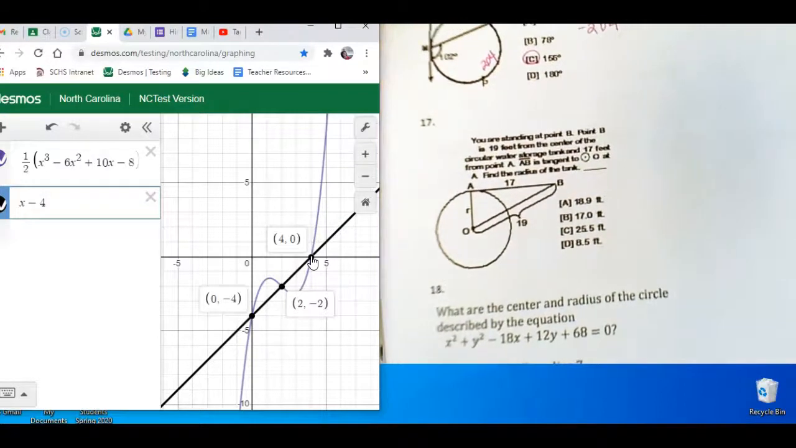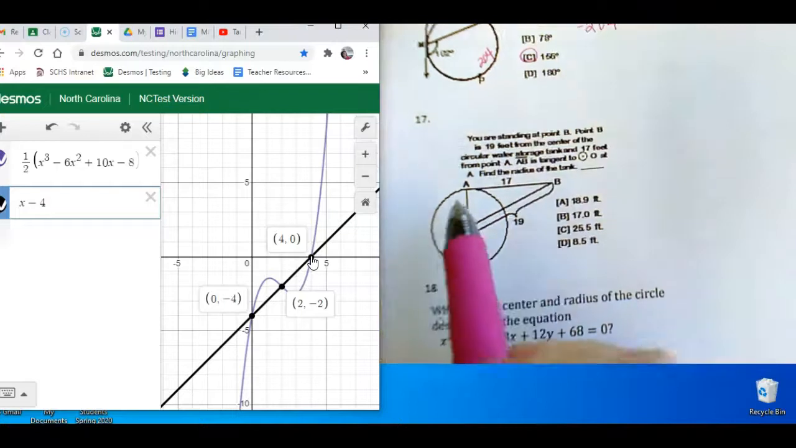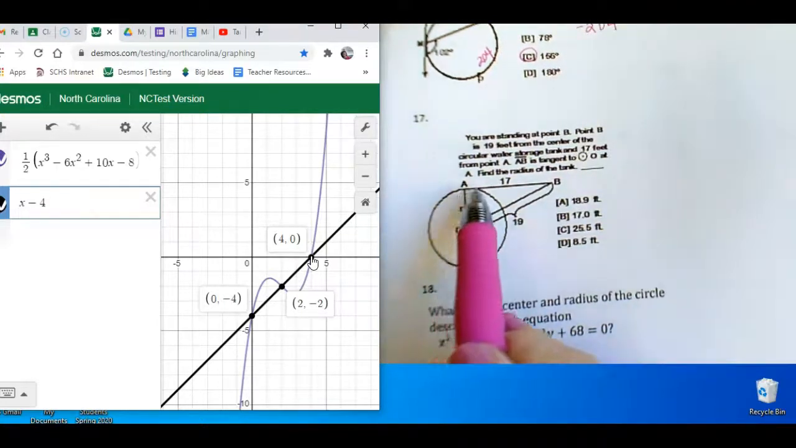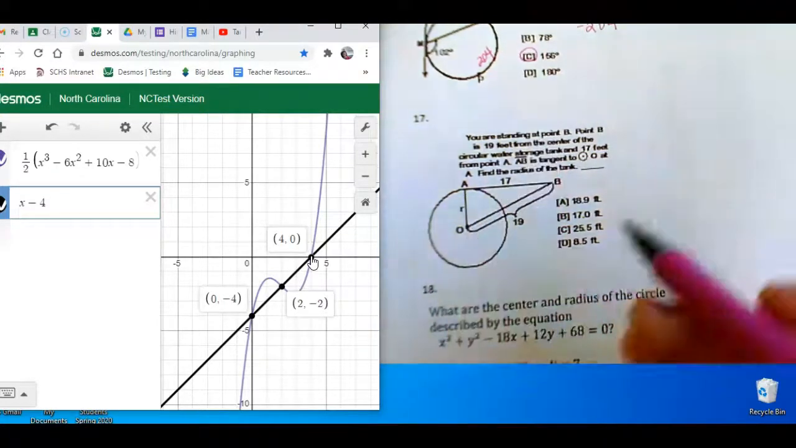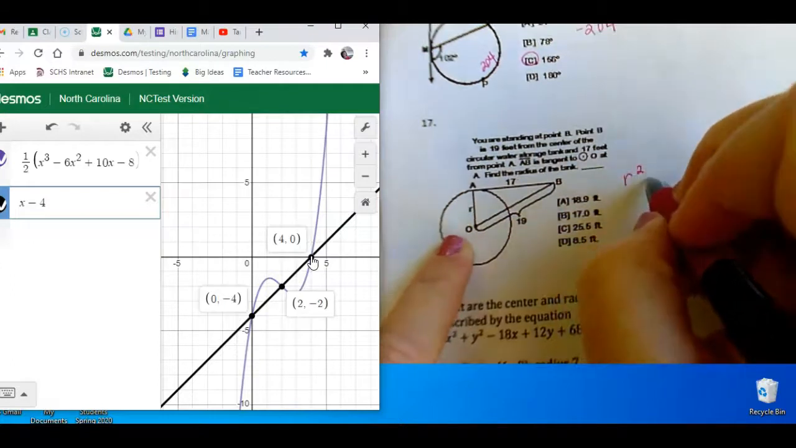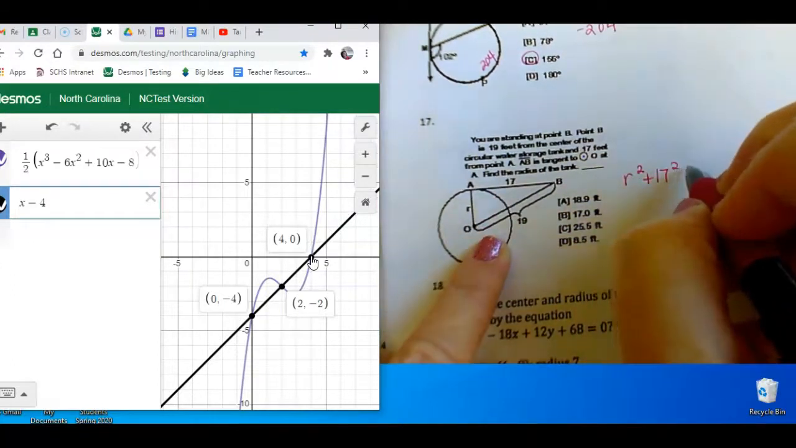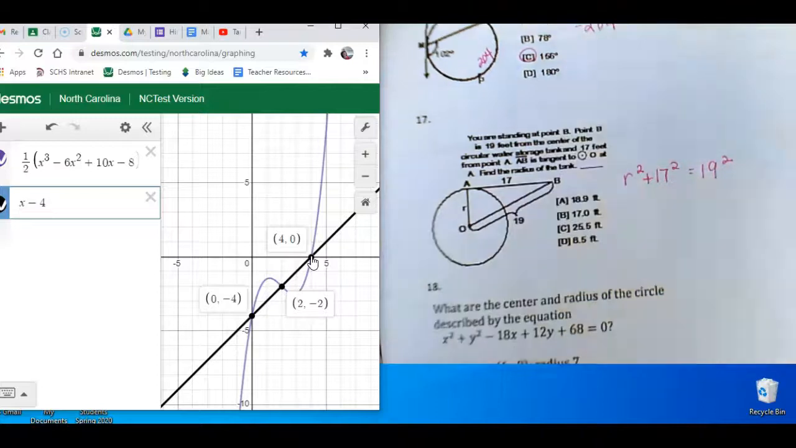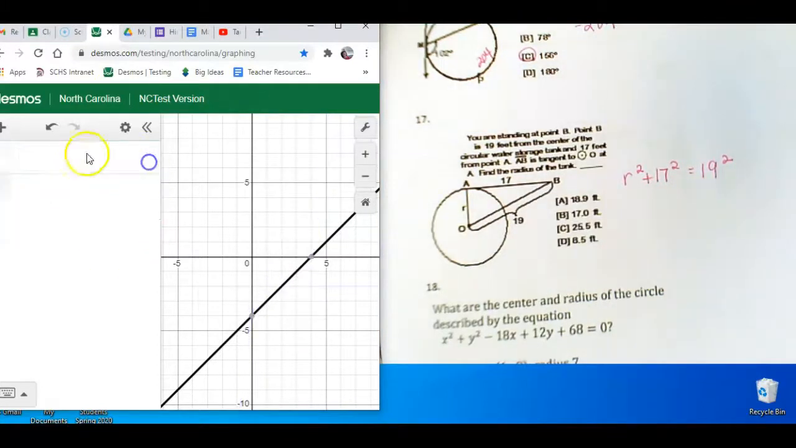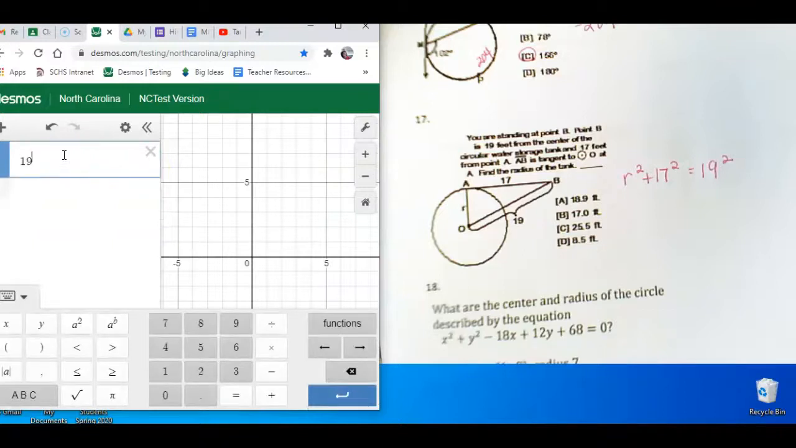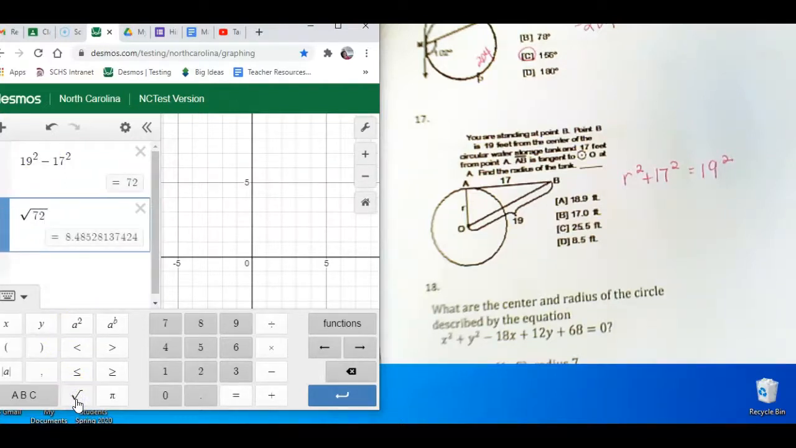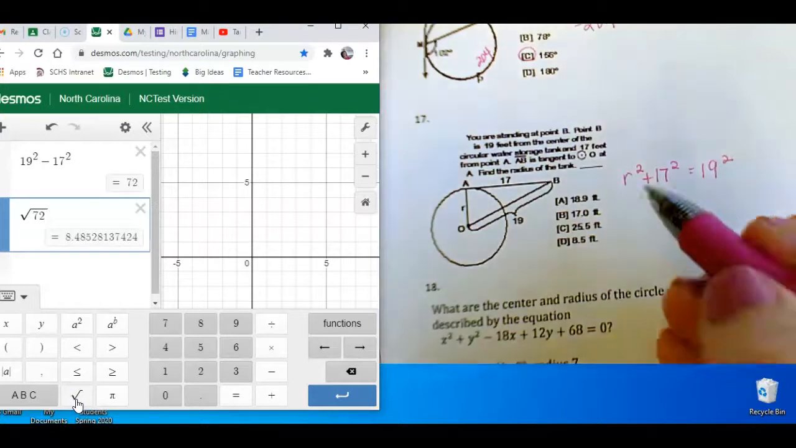Number 17. Basically, we're trying to find the radius of the circle, and we know that this is tangent based on what it tells me. So we're going to do Pythagorean theorem. R squared plus 17 squared equals 19 squared. So what I would do is I would take 19 and then square it, subtract 17 and then square it, and then I want to take the square root of that, and we get 8.48.